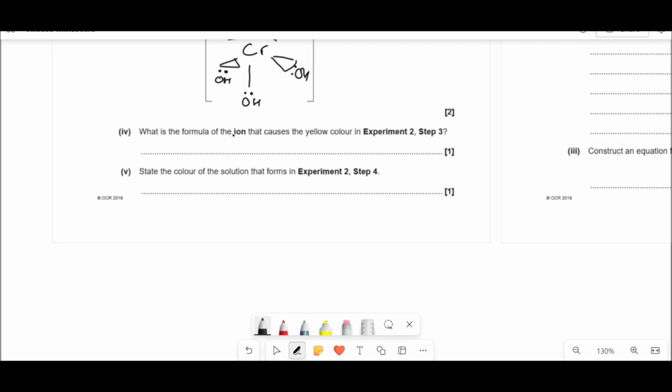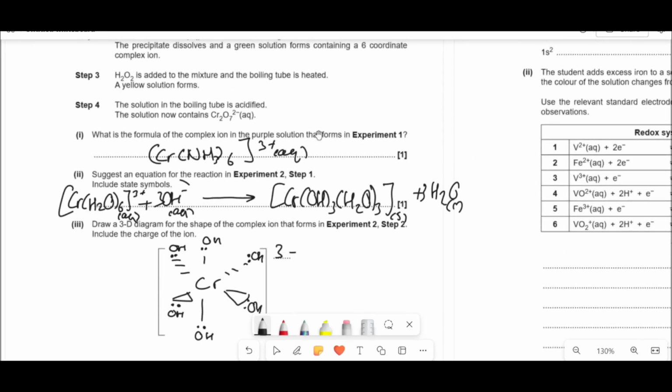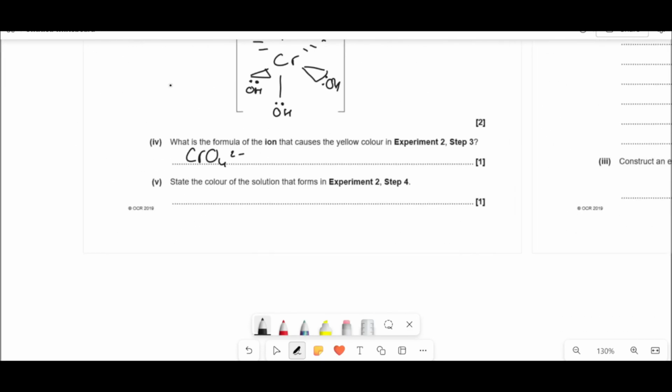Next it says, what's the formula of the ion that causes the yellow color? It's the ion, so it doesn't want you to say Na2CrO4, it wants you to say CrO4 2 minus, that's the color. And then it says, what's the color of the solution? It's the Cr2O7 2 minus ion, which is orange. So the colors just have to be memorized, unfortunately.